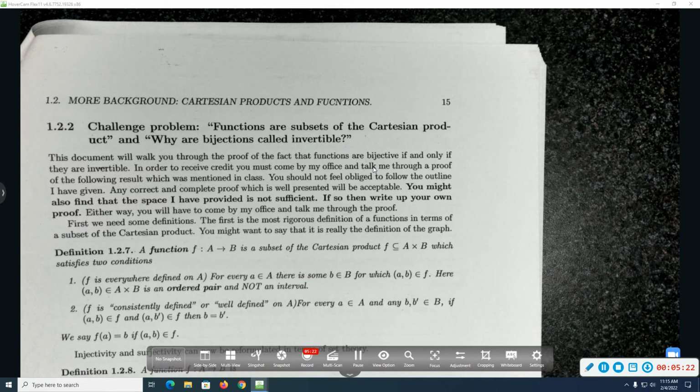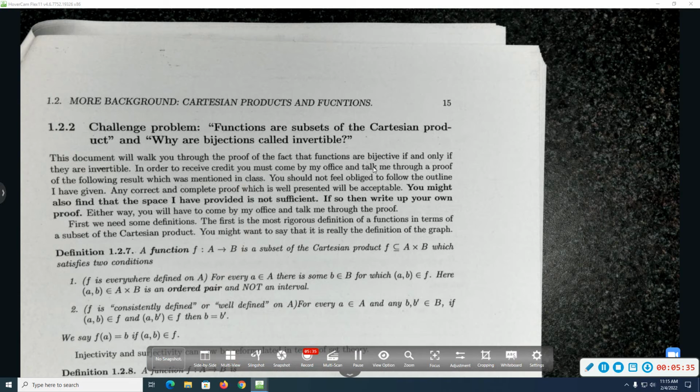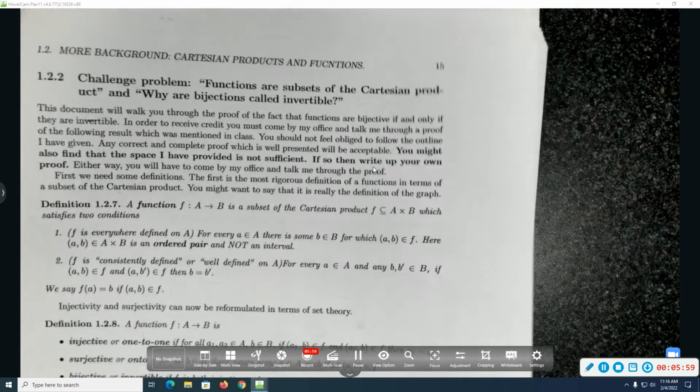Because did I actually define a function? I said it was like a rule that takes a thing in A and gives you a thing in B, but that's not a definition. That's too informal to be a definition. What's a rule? The correct definition appears in this challenge problem, and you will use that definition to understand what composition really means, and to prove bijectivity if and only if invertibility. Nice. How many people think they're going to take a look at that? Not like now, but maybe at some point in the coming month. All right. Groovy.